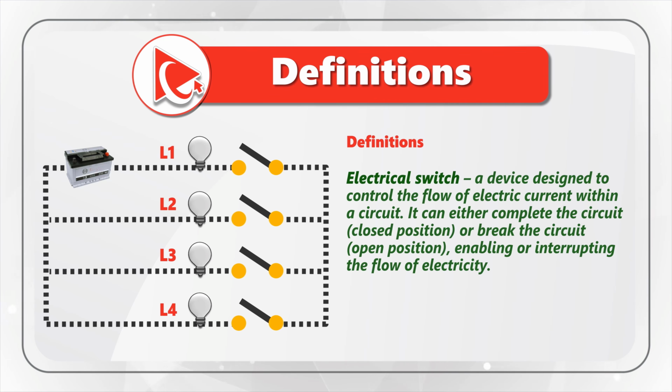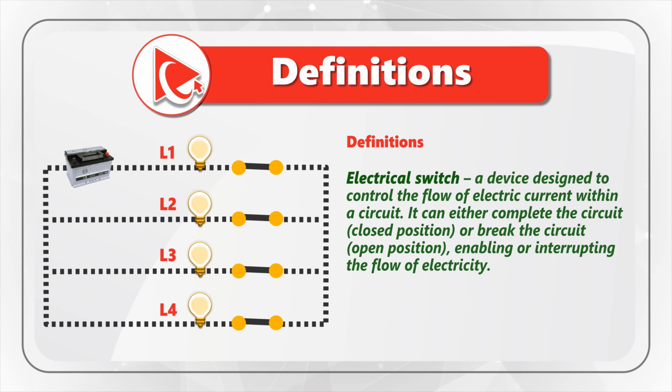We also have 4 switches, and a switch represents a device that's designed to control the flow of electric current through the circuit. A switch can either complete the circuit in its closed position or break the circuit in its open position, enabling or interrupting the flow of electricity. Since we have 4 of them, let's give each switch a unique ID. We'll call them S1, S2, S3, and S4.